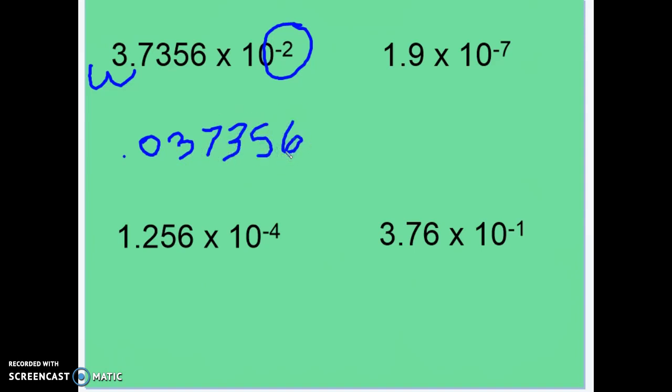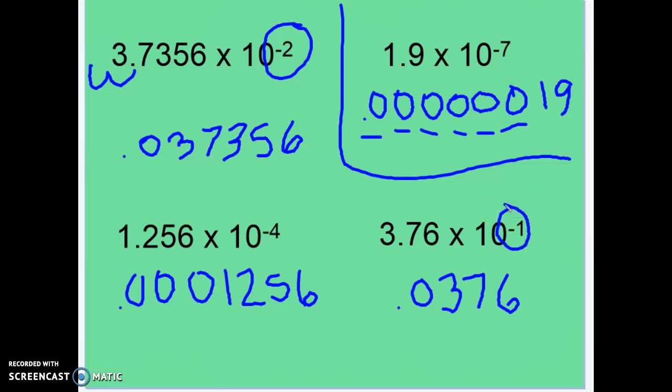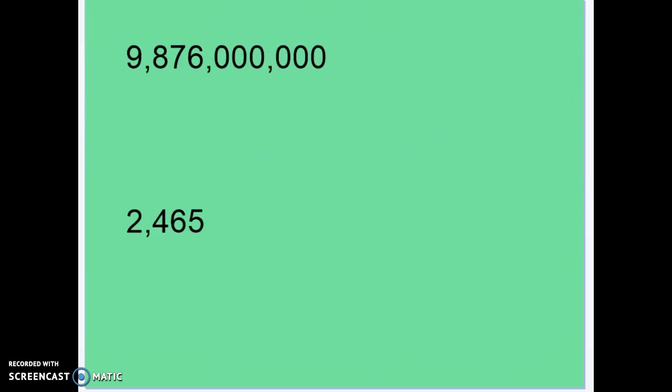So move it 1, 2, fill in with zeros. Go ahead and pause this. I want you to try the next 3 on your own and then hit play and see how you did. All right, so first one that you tried right here, you move it 7 spots to the left. There was 1 place to move it, so then you had to add in 6 more zeros. Next one should be decimal point 0001256. And then the last one, exponent is negative 1, so you move it 1 spot to the left, decimal point 0376.